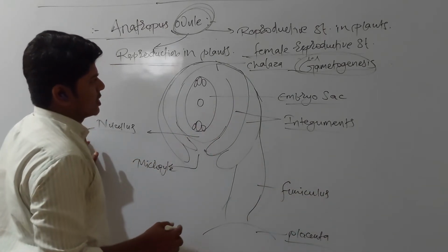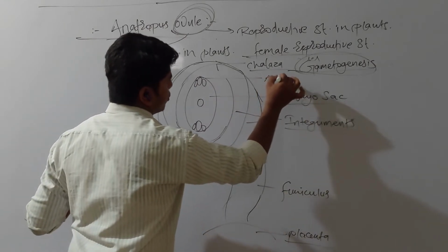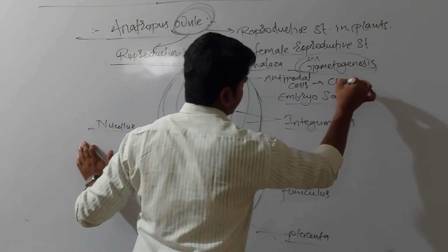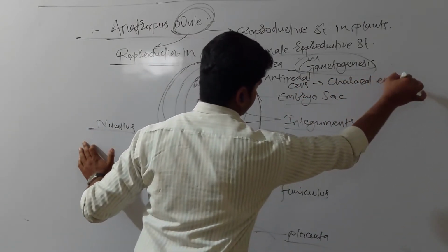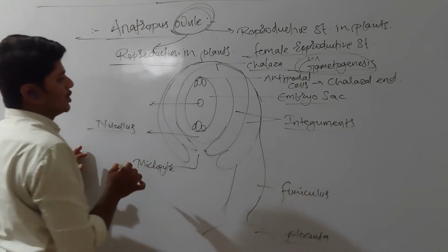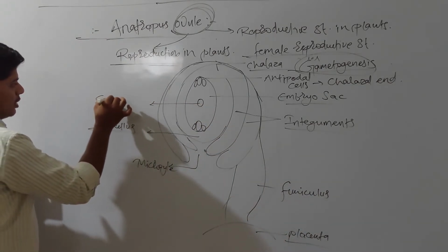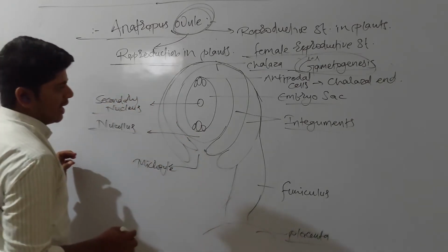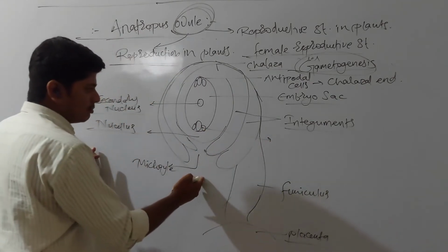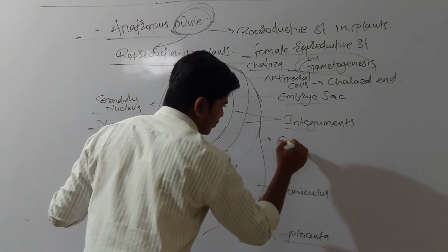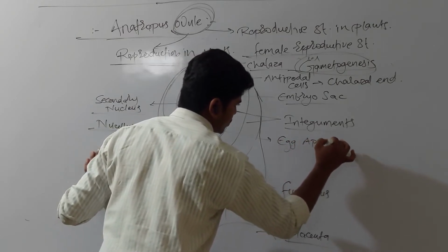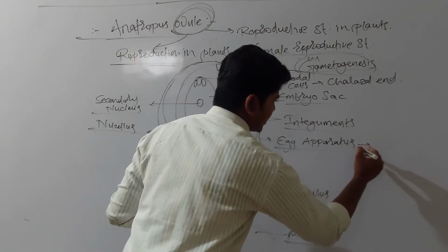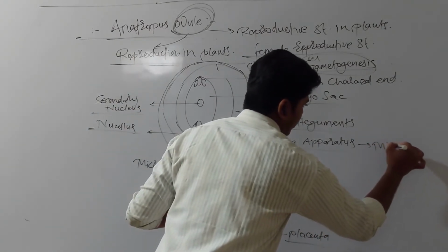Basically, the embryo sac has 7 cells, out of which 3 are antipodal cells. These antipodal cells lie at the chalazal end. This large cell in the center is the secondary nucleus. And these 3 cells at the bottom we call the egg apparatus. The egg apparatus lies at the micropylar end.